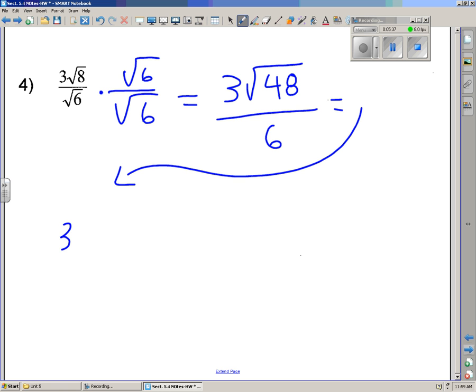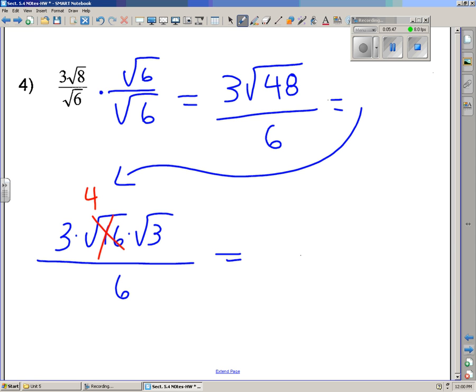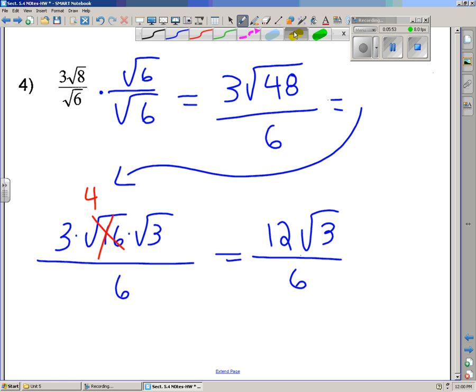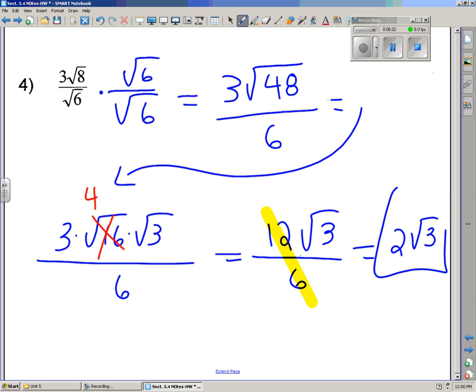So I've got 3 square root 16 square root 3 over 6. The square root of 16 is just 4. 3 times 4 is 12, rad 3 over 6. And again, I'm going to simplify it now. I could have simplified before. It won't make a difference. 12 divided by 6 is just 2. So your final answer is just 2 rad 3. Okay? Good luck.